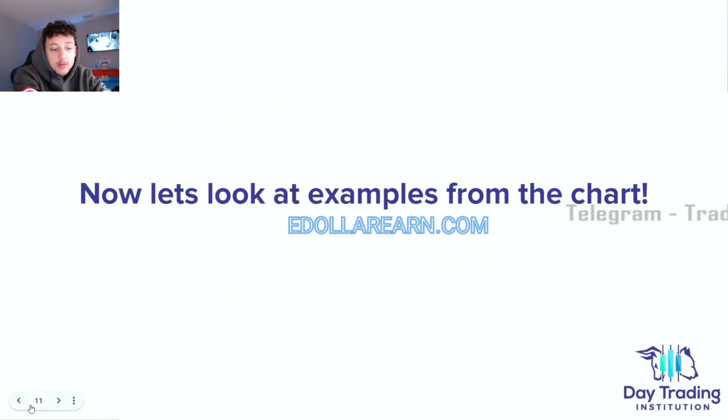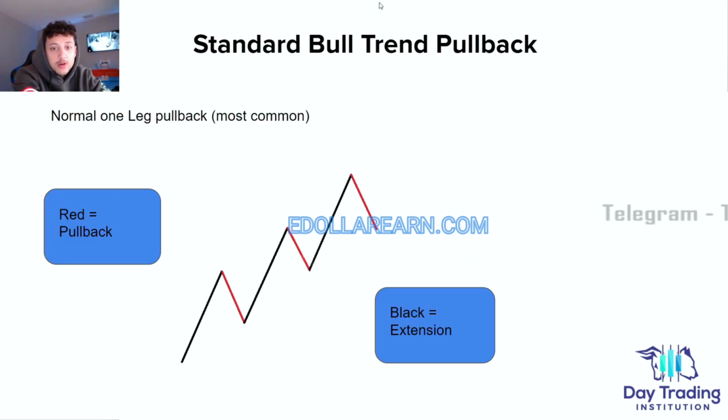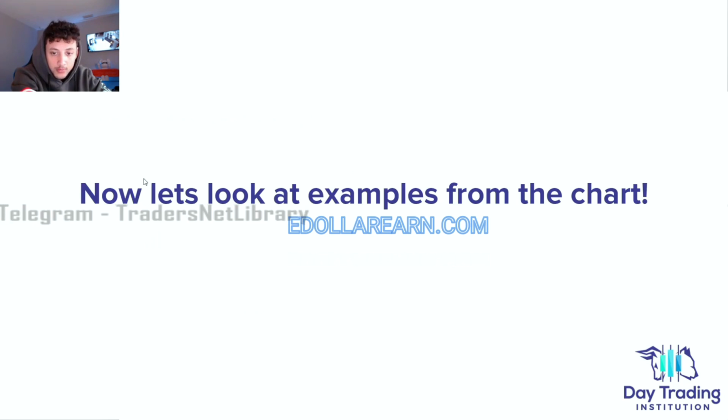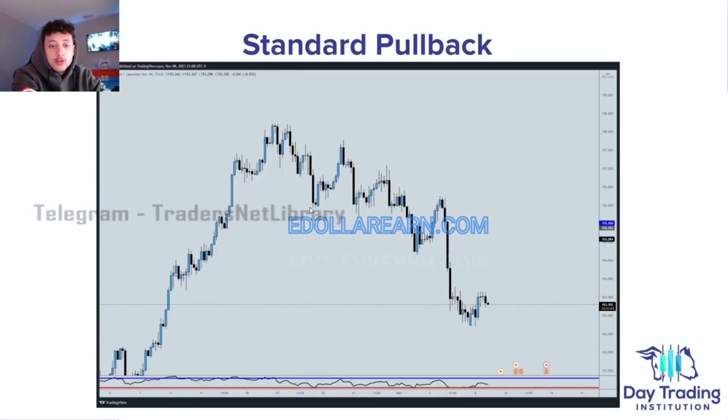Now, that's an example of a standard pullback within the market. This is what you're going to see on a normal day-to-day trading basis or in a normal trend. This is going to be the cleanest type of trading opportunity. This is your standard pullback, your normal pullback. Now let's look at some examples from the actual chart.